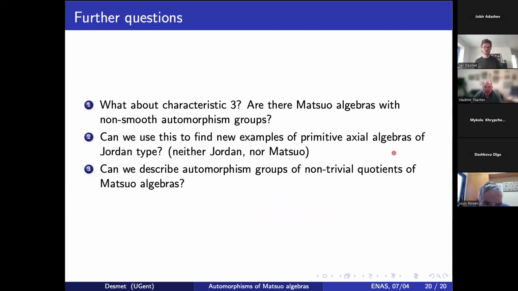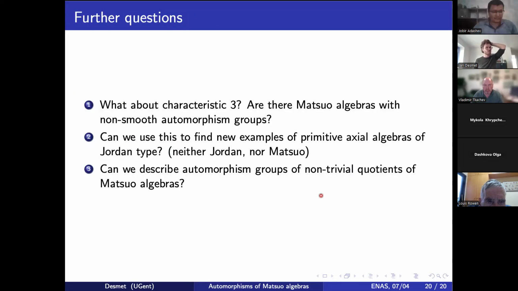So I want to address some further questions, since I hope that I still have time for like 2 minutes to just say this. What about characteristic 3? It turns out that this local perspective does not really work so well. And you could also wonder whether there are any Matsuo algebras with non-smooth automorphism groups. I've done some computer simulations and I didn't see any patterns that I could exploit yet, but I'm working on it. And then the second question is, can we use this to find any new examples of primitive axial algebras of Jordan type? These are neither Jordan nor Matsuo. And the answer is yes, and that's joint work with Sergey Shpectorov. But I haven't had time to make a presentation about that yet, hence I've not talked about that yet.